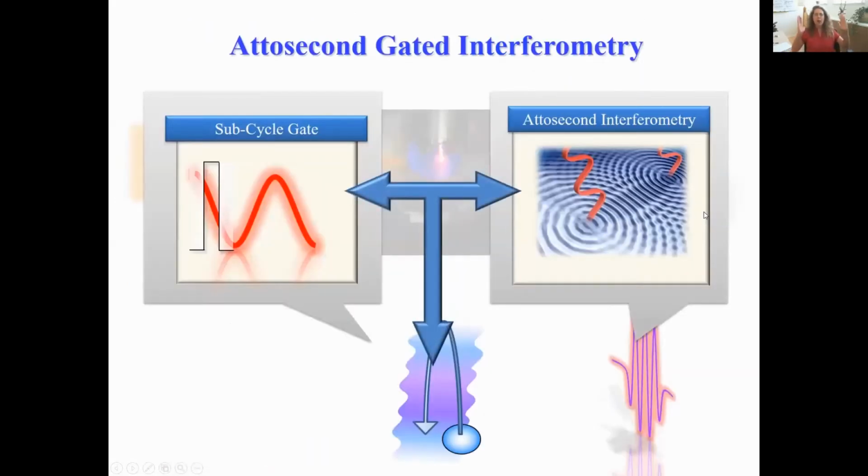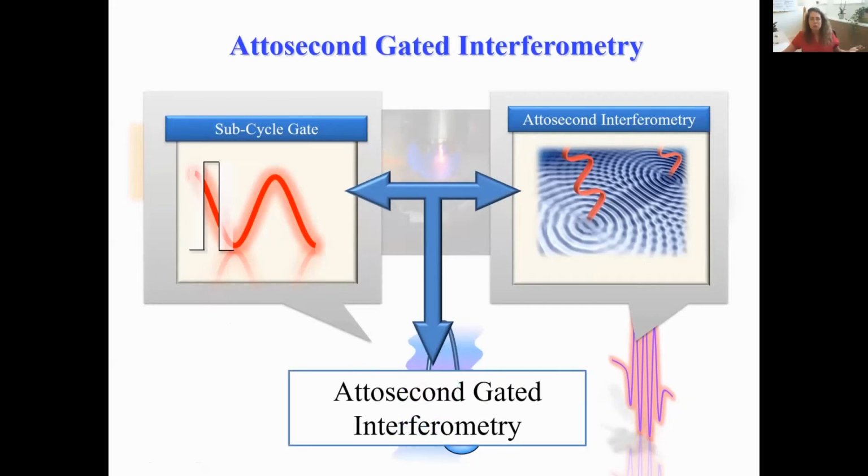Okay, so far I have described two completely different approaches. We can either do strong field control, strong field manipulation by applying a subcycle gate, or weak field control by building an interferometer. Towards the end of my talk, I will show that we can really combine them together. We can integrate them, and here introduce attosecond gated interferometry.